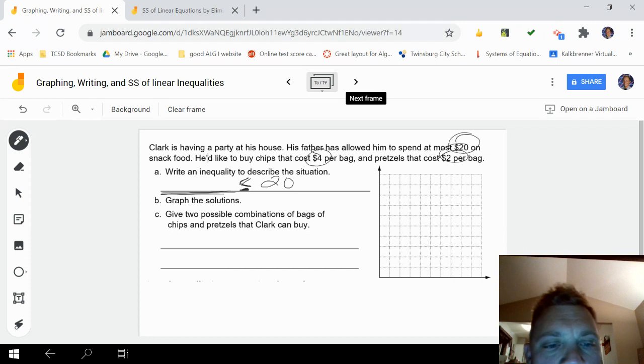And now we need X's and we need Y's. I'm going to just call potato chips X, and I'm going to call pretzels Y. So how much does a bag of chips cost? 4 times how many bags I buy. We don't know yet. Plus 2Y, because 2 bucks a bag for pretzels. And now we have to graph our solutions. And then it says give 2 possible solutions.